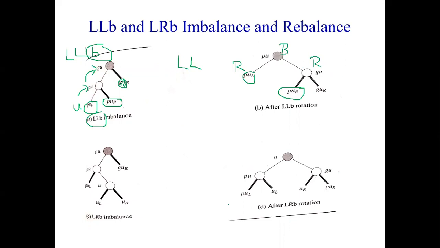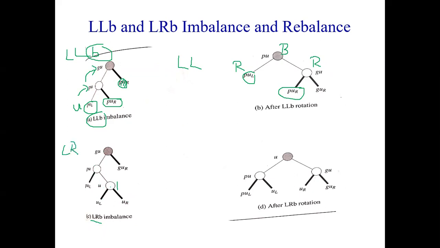So this is the case for LLB imbalance. If it is an L or B imbalance, now we are adding a new node. This is U, which is in red color. Its parent is also red color, so it is an imbalance. Now, what kind of imbalance is it? U is the right child of PU, and PU is the left child of GU. So it is an LR imbalance.